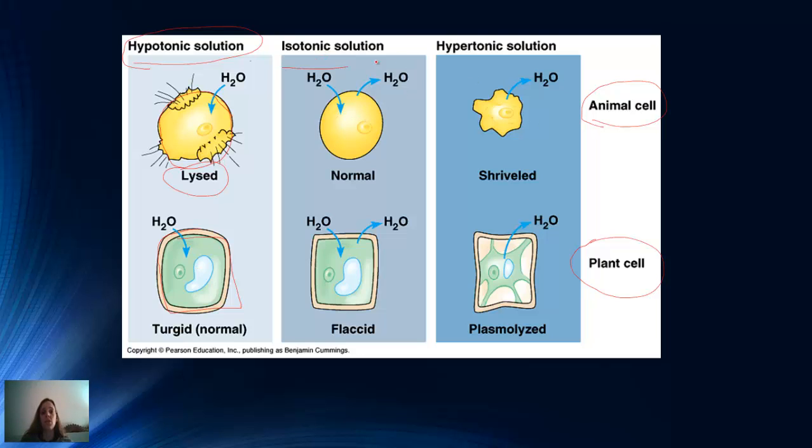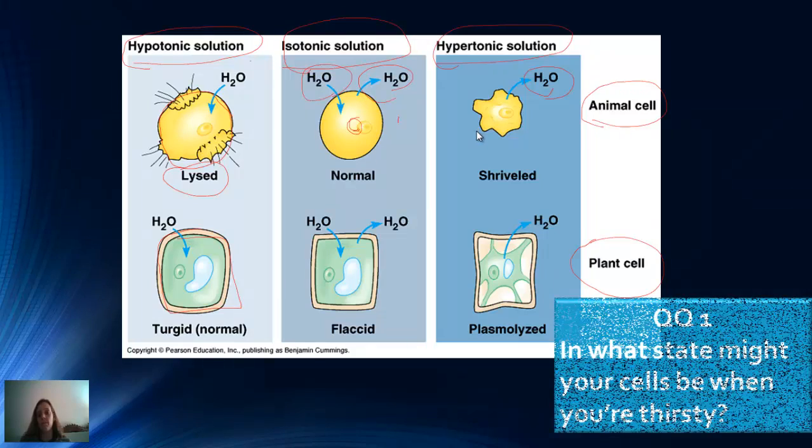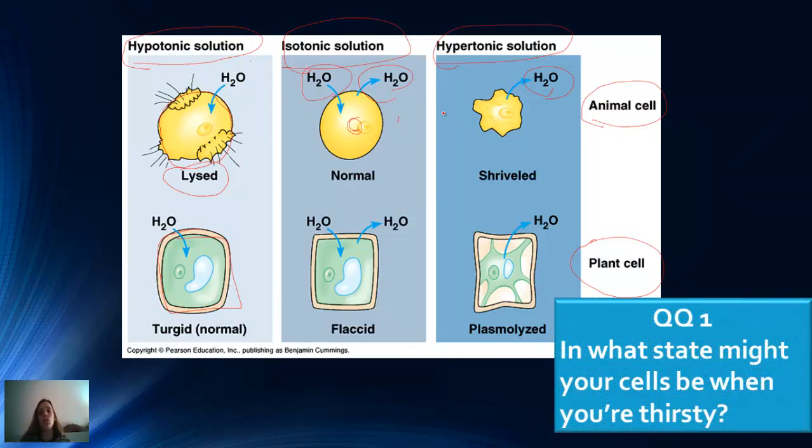In the middle of this image, we're seeing an isotonic solution, which means that the water on the inside of the cell is the same amount as the water on the outside of the cell. And this is perfect both for plant and animal cells. This last image is a hypertonic state. This is when we start to see cells shrivel up because there's more water on the outside than on the inside. So thinking about these 3 images, in what state might your cells be when you're feeling thirsty?